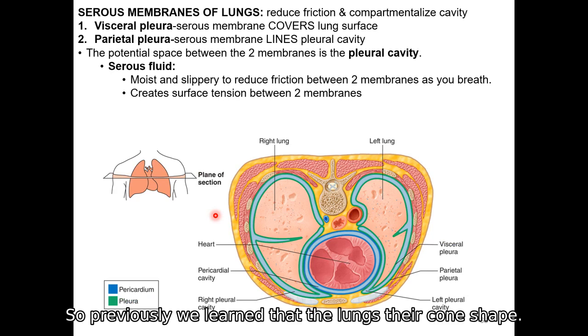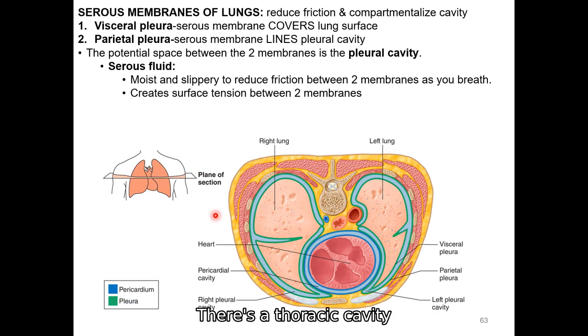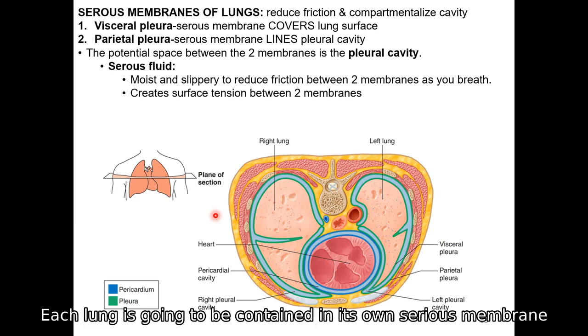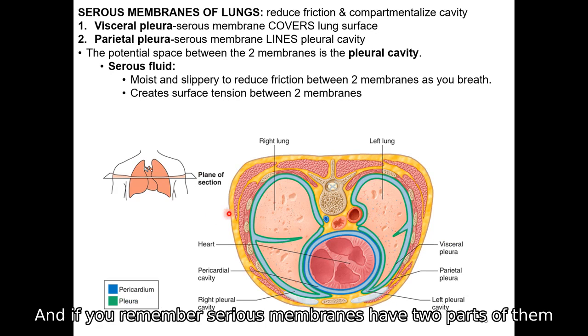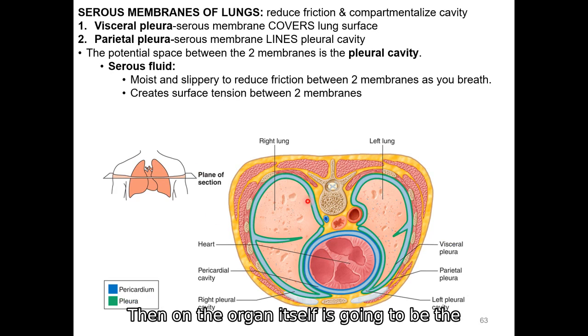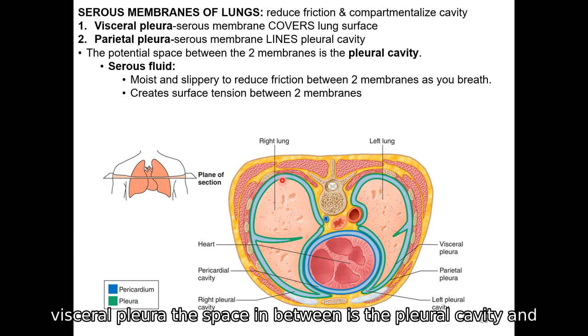So previously we learned that the lungs are cone-shaped and in the thoracic cavity. The tissue itself, so not the airways, is very spongy and very elastic. Each lung is going to be contained in its own serous membrane, and if you remember, serous membranes have two parts. It's a double membrane with a space in between. So attached to the thoracic wall is going to be the parietal pleura, and then on the organ itself is going to be the visceral pleura.